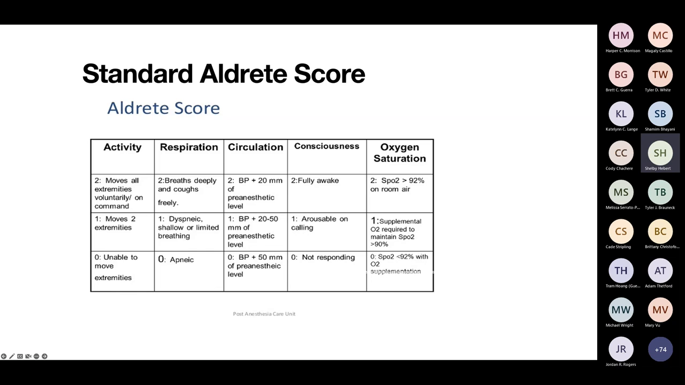And one of the things this score doesn't account for really well is pre-existing conditions. If you have somebody that's paraplegic, they may not have movement of all their extremities. Or on the other hand, you have somebody that's on chronic oxygen therapy. So you have to take those things into account. Or maybe somebody that always has trouble breathing, or they have shallow respirations. So it's a good reference point for you, but it's not fully conclusive.